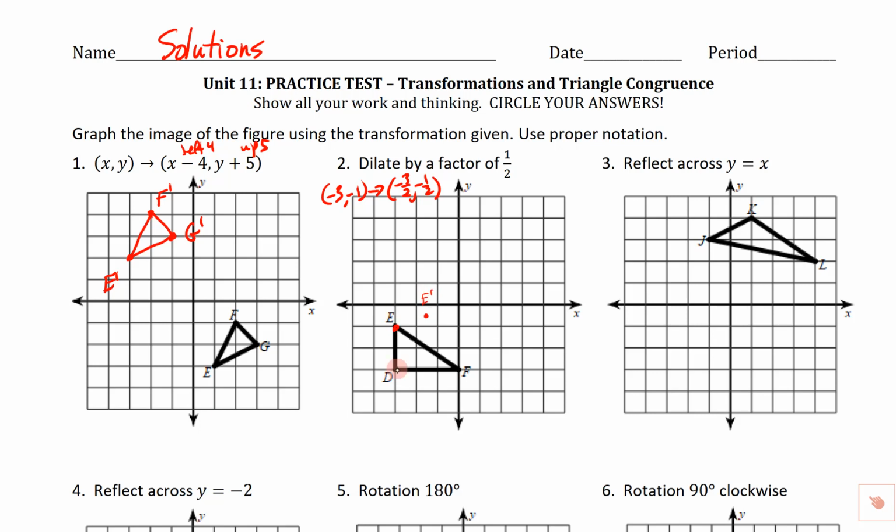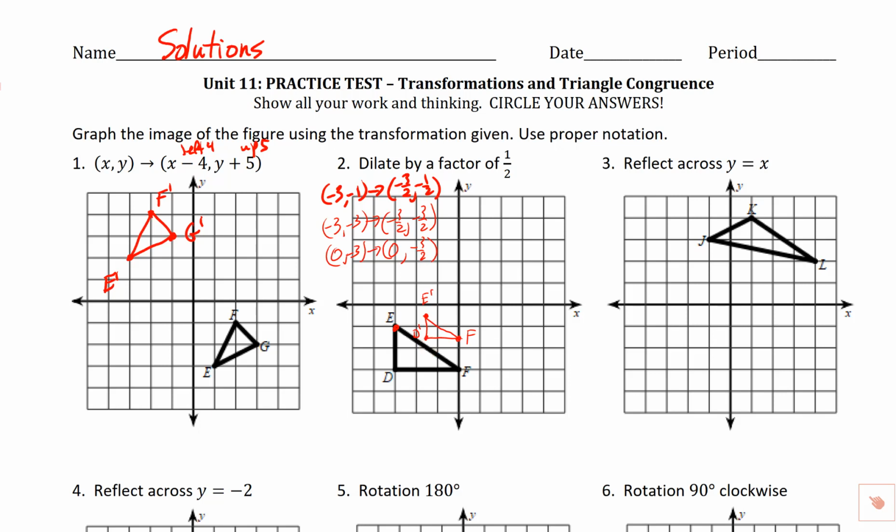This one here is -3, -3. That would change to -3/2, -3/2. So if we wanted to do decimals, -1.5, -1.5. So that would be right here. I'm going to put a D prime right there. And then this one, for F, is 0, -3. Half of 0 is still 0, and half of this is -3/2, so -1.5. So we're going to go right there, and that would be F prime. Now, this is a teeny tiny triangle, but that is it right there. So just make sure you mark that and that it's in the right place.